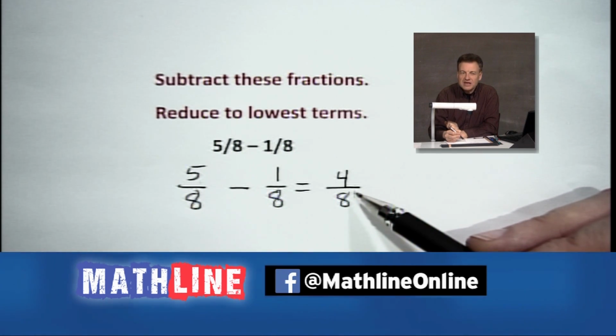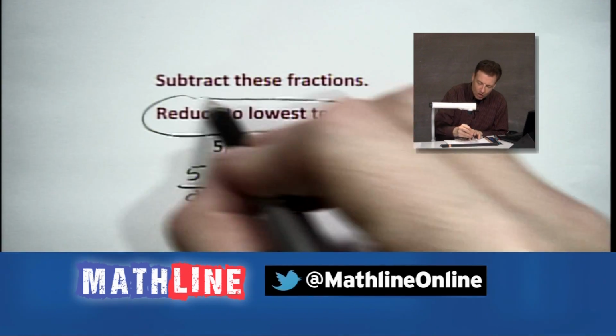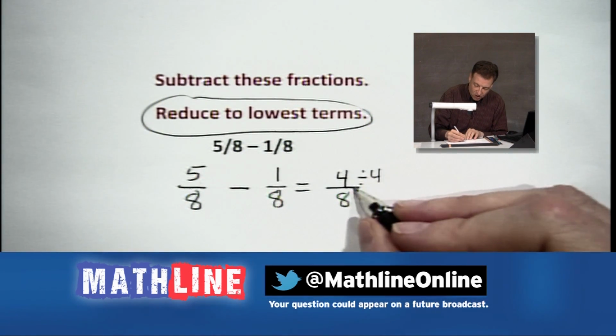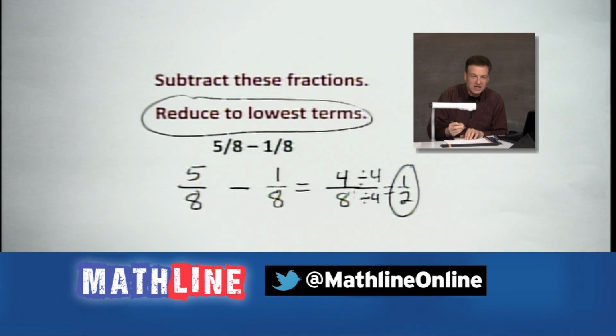Some of you say, well, they're both even numbers. We could divide by 2 and get 2/4. But you can keep working on down. We want to go to the, not lower, but lowest terms. And that, dear friends, when we divide both by 4, gives us that 1/2 that we're looking for.